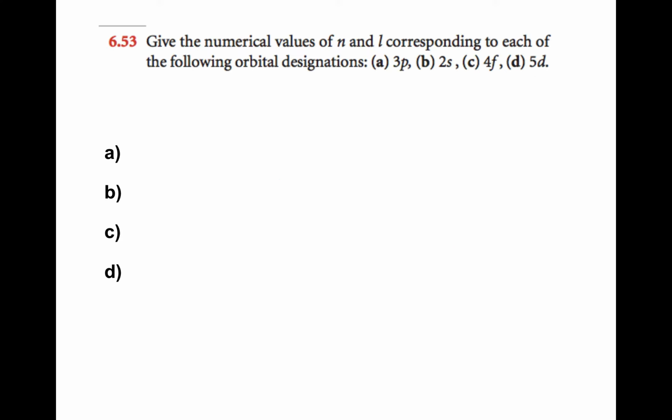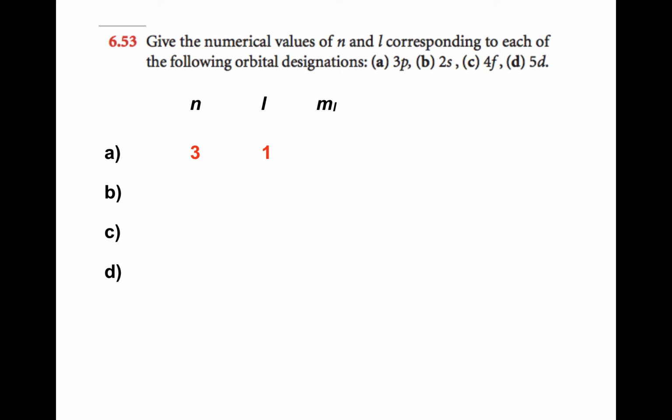53. Give the numerical values, N number, the principal quantum number, the angular momentum quantum number for each of the following designations. All right, so 3p, that's the third energy level. A 0 shape is an S shape. A P shape would be a 1 shape. So those are the quantum numbers that correspond to 3p.